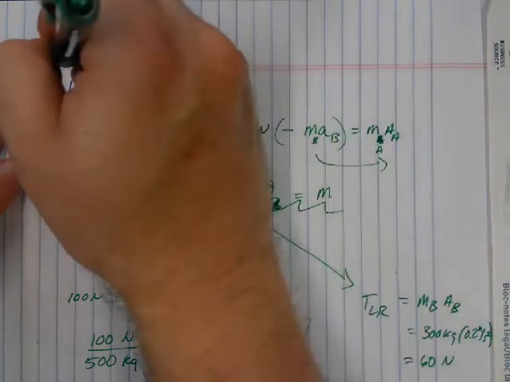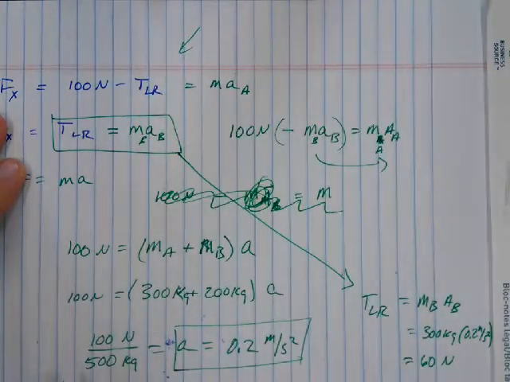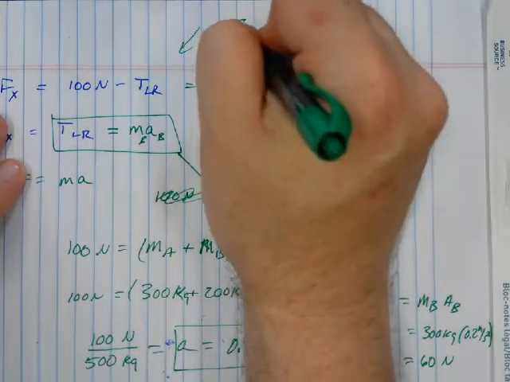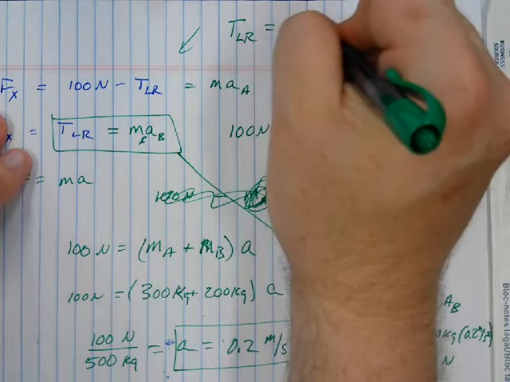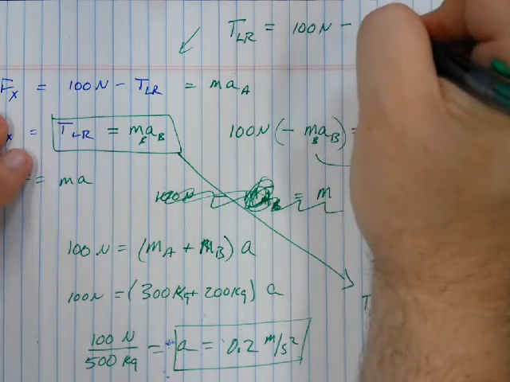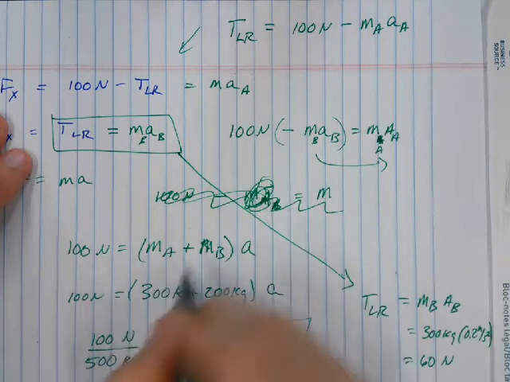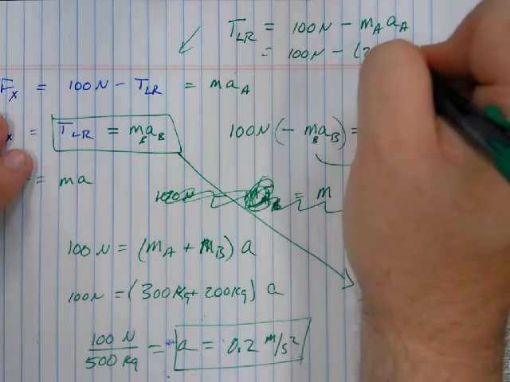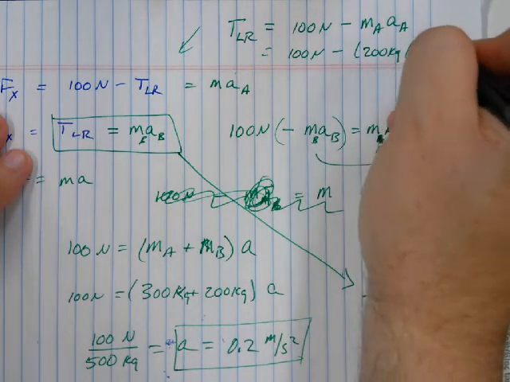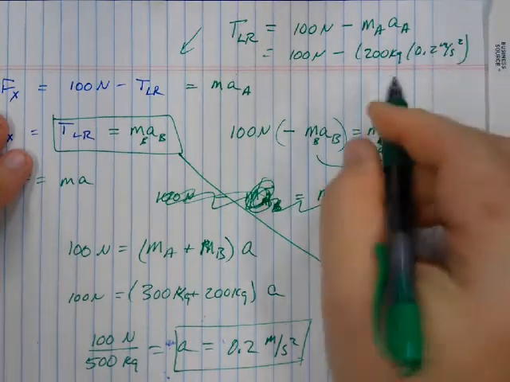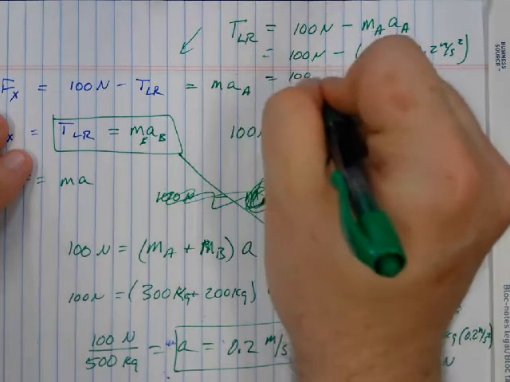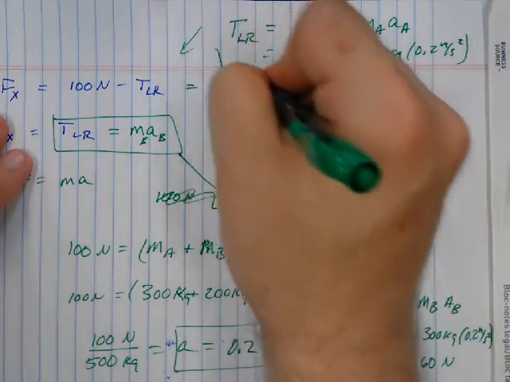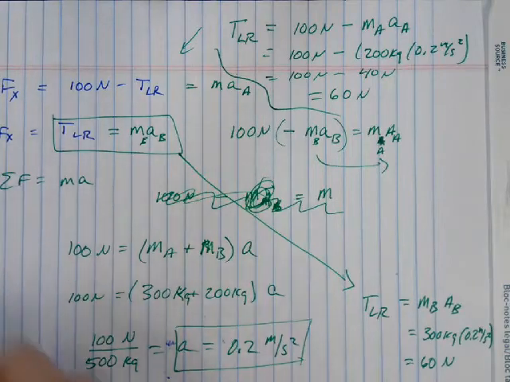What we can do is check with this, right? Let's rearrange this. The tension in the left rope is 100 newtons minus mass of A times acceleration of A. It has 100 newtons minus 200 kilograms times 0.2 meters per second squared. This thing is 100 newtons minus 40 newtons, and that equals 60 newtons. And so we know that's good.